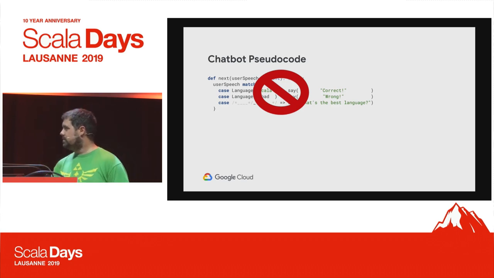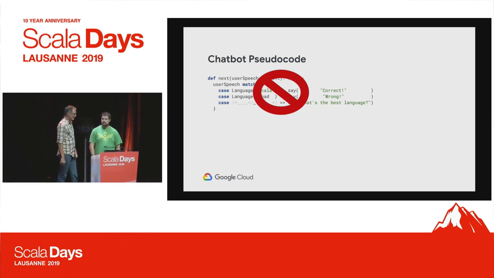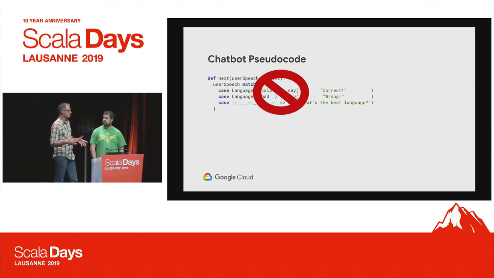Yeah, and so these are effects. We have in this code effects that are happening. So it's things that are affecting something somewhere else. And so that makes it so we've now tied ourselves to a particular protocol, a particular environment.